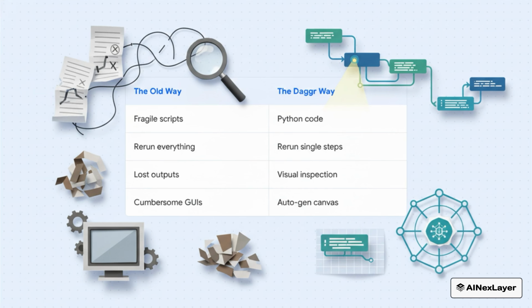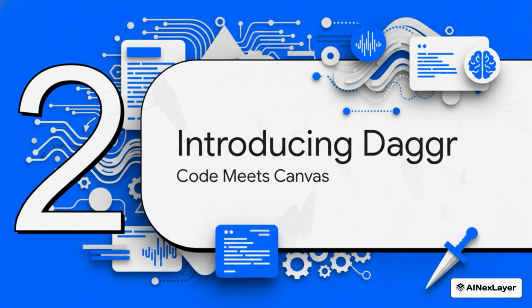Now look at the Dagger way. Your entire workflow is just Python code, so you can version control it, you can rerun and inspect any individual step. You can literally see every input and output visually. It's a code-first approach that auto-generates the canvas for you. You're not forced to work inside a clunky UI. So how in the world does it pull this off?